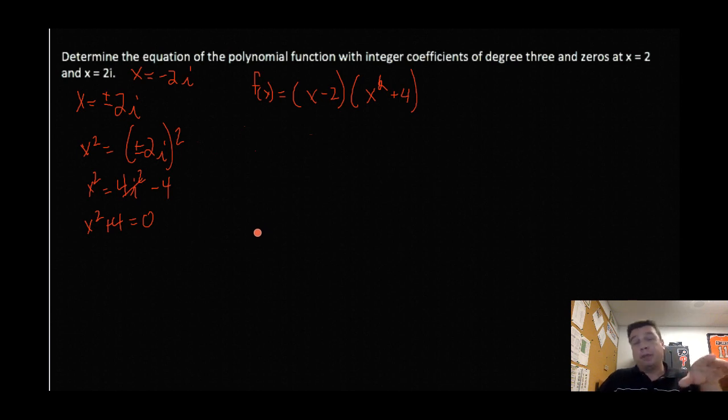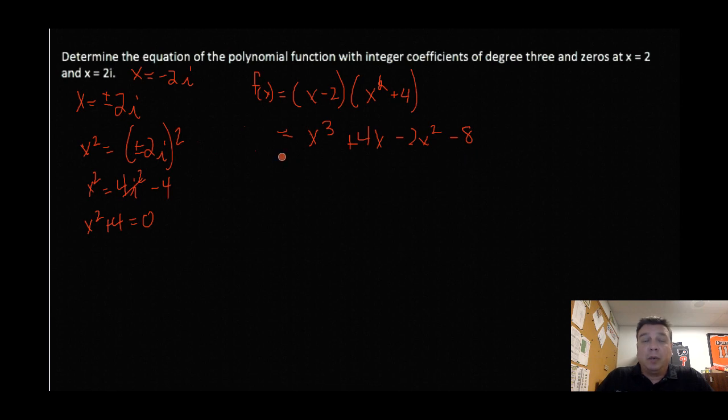Use the distributive property, basically. Just FOIL this out. Take the x, multiply by everybody that's over here. Take the negative 2, multiply by everybody that's over here. So when I do that, I get x times x squared, that gives me x cubed. x times 4, so plus 4x. Now I take the negative 2 times everybody over here, so negative 2 times x squared gives me negative 2x squared. And then negative 2 times the positive 4 gives me negative 8.